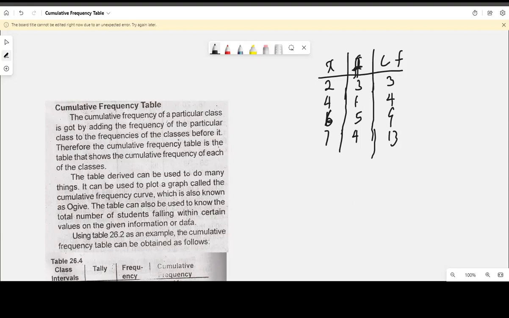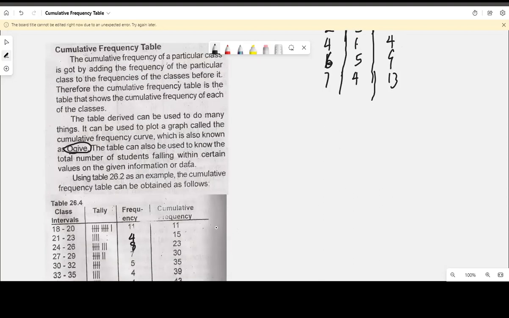The table derived can be used to do many things, like to plot a graph called the cumulative frequency curve, which is also called OG. So to get this curve, we must prepare the cumulative frequency table. The table can also be used to know the total number of students falling within certain values in the given data.